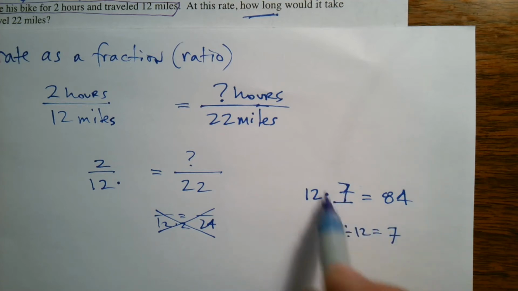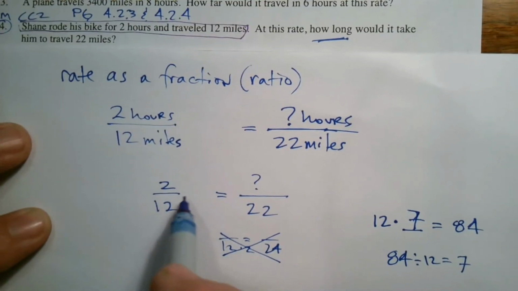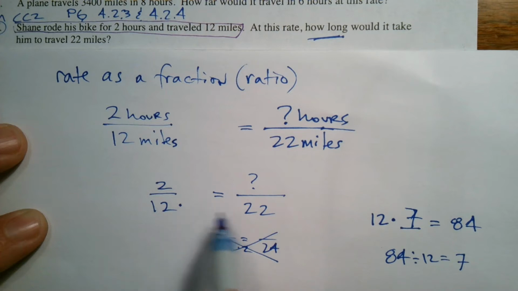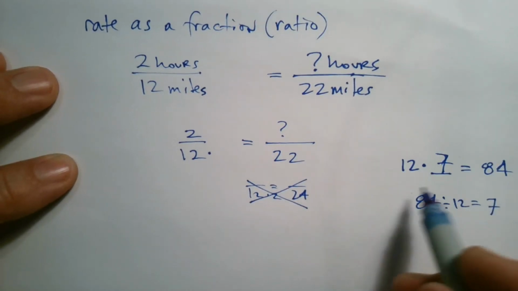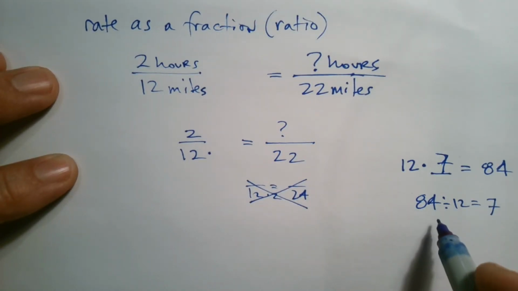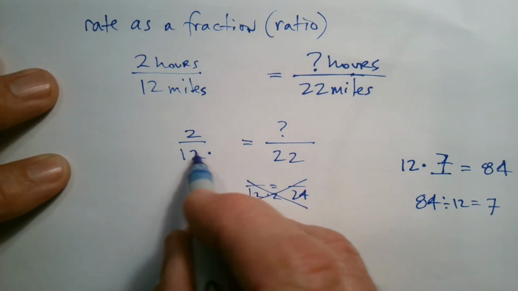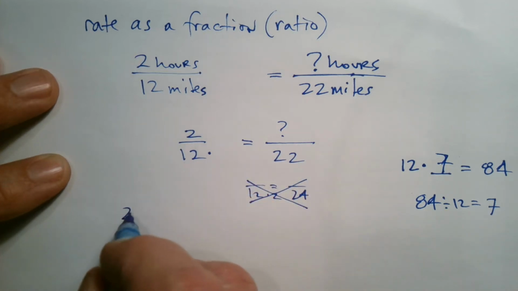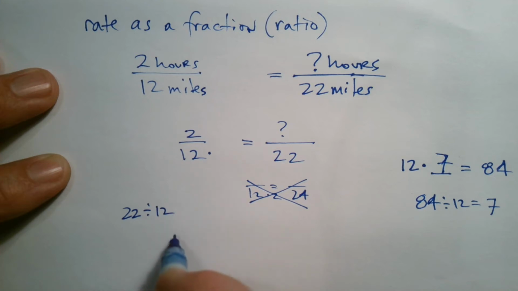So that's how you find out what needs to multiply. The same situation here: 12 times something to be 22. So I have to do division to figure that out. But remember, division can be written this way, but division can also be written as a fraction. So the division I'm going to do here, I'm not going to do 22 divided by 12 and get a decimal. I'm going to write it as a fraction.